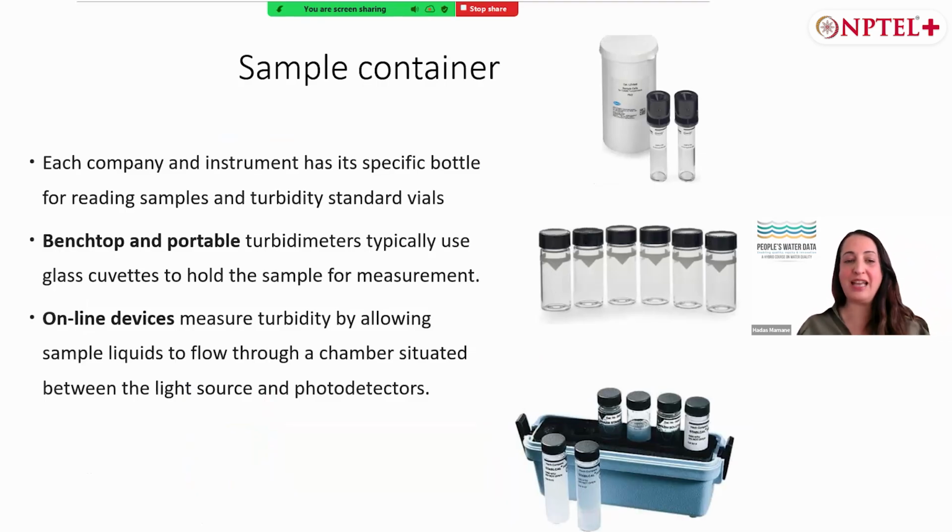We also have online devices that measure turbidity by allowing the sample of liquid to flow through a chamber that is situated between the light source and the photodetectors. Of course, online devices are relevant, for example, for water treatment plants, effluent treatment plants, and the benchtop is mostly relevant for the lab, and portable are relevant for field tests.